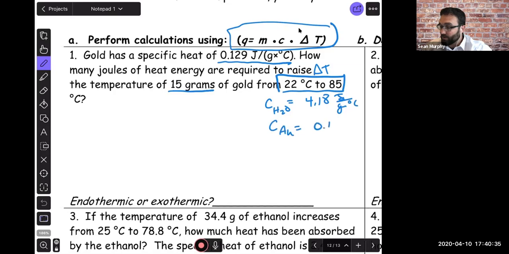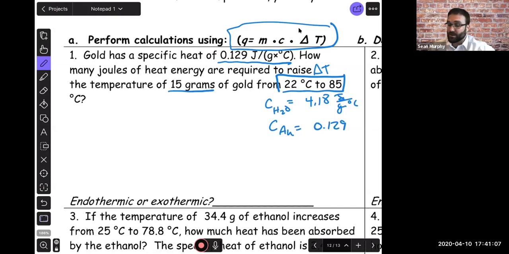So it's 4.18. The specific heat capacity of gold is 0.129. Remember, gold's a metal. That means it's a good conductor of heat and electricity. That means it's not very good at storing heat. It's good at receiving and transferring. So we have a huge temperature swing, okay? We have 22 degrees room temperature, went all the way to 85, almost to the point where you're boiling water, okay? And 15 grams.